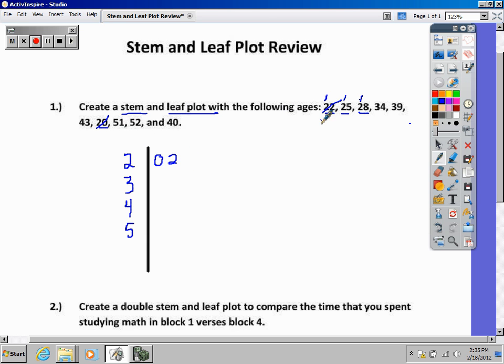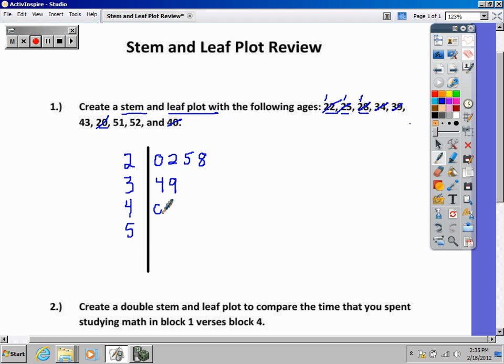And then I have 22, so I'm going to put another 2 here. And then I have 25, so I'll put the 5 next. And then I'll put the 8. So it's 20, 22, 25, and 28. Now I go to the next row, which are the 30s. And there's a 34 and a 39. So I do the 34, put a 4 first. Then I put the 9 for 39.